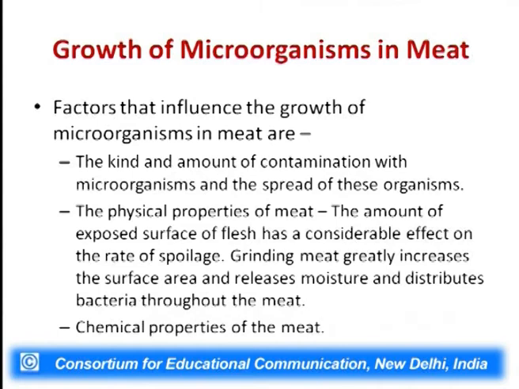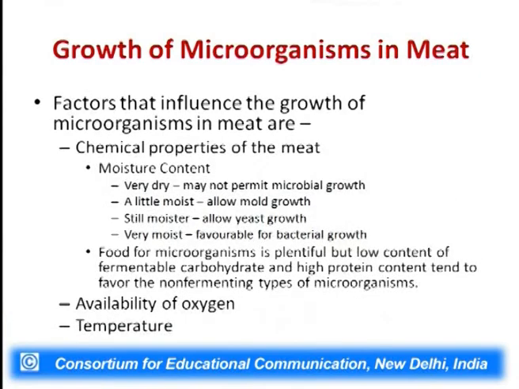Grinding meat greatly increases the surface area, releases moisture and also distributes bacteria throughout the meat, and this leads to increased bacterial growth. Then chemical properties of the meat, presence of glycogen, presence of protein and other factors also affect the growth of microorganisms in meat.